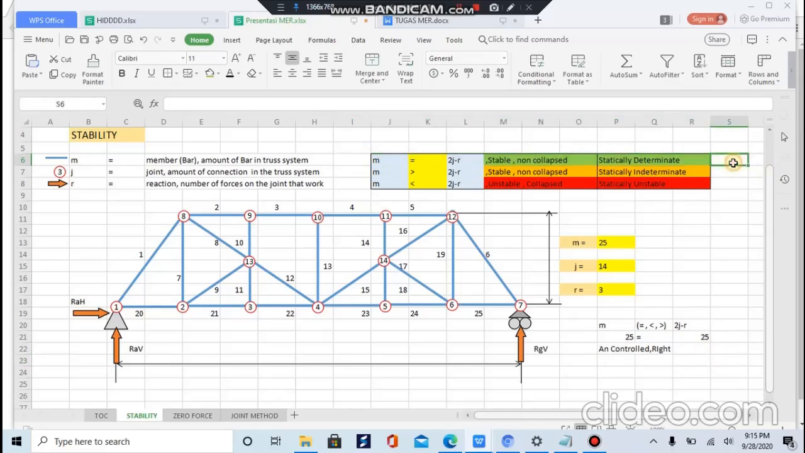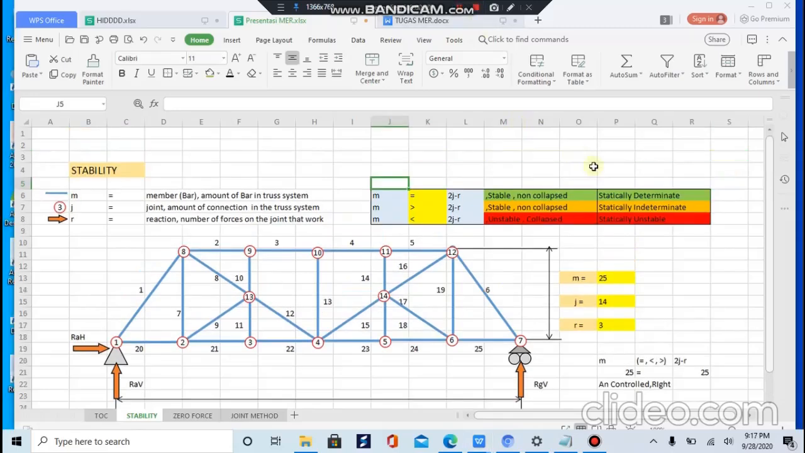Thank you. Thanks Aldi for the explanation. I will add a little thing maybe, because M is equal to 2G minus R, then this truss system is statically determinate. We can use the joint method to get each member force.